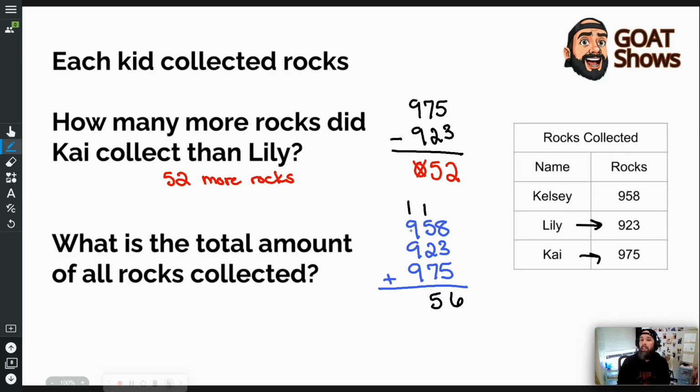1 plus 9 is 10. 10 plus 9 is 19. And 19 plus 9 is 28. So we're going to write out 28. I have 4 digits, so 1, 2, 3, and put a comma. What is the total amount of all rocks collected? Well, they collected 2,856 rocks. Okay?